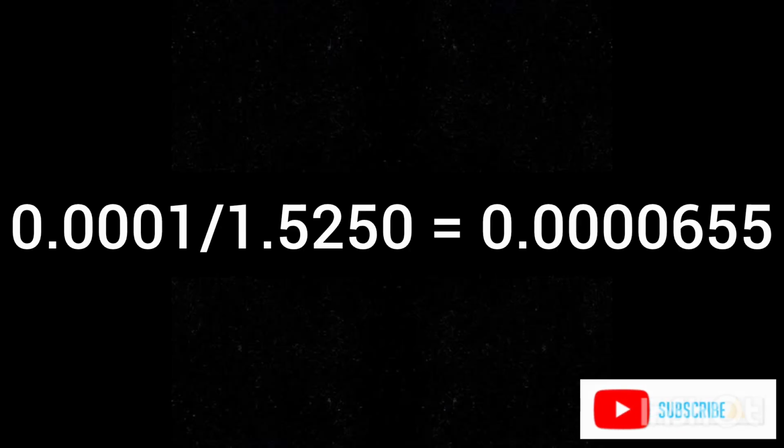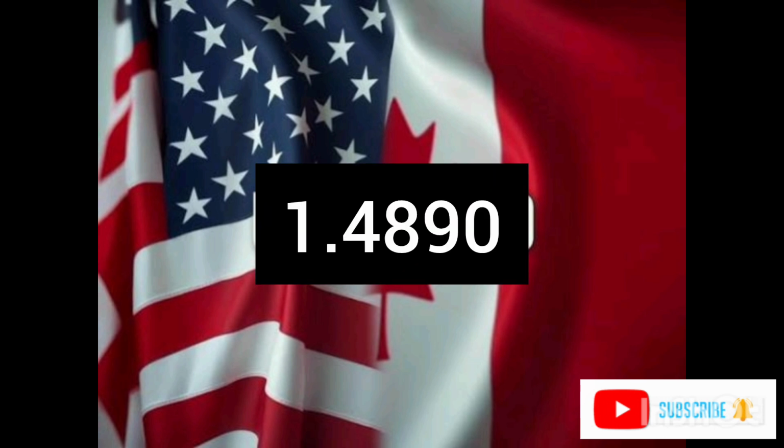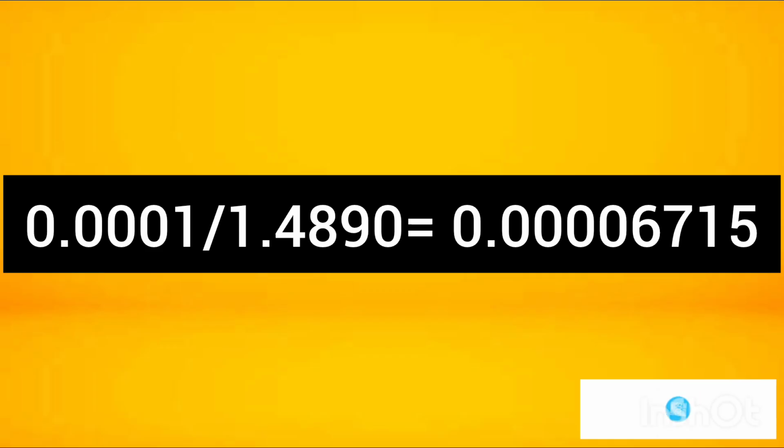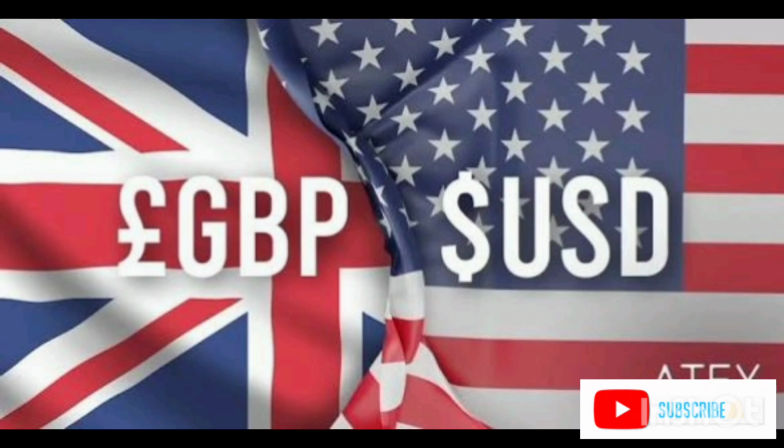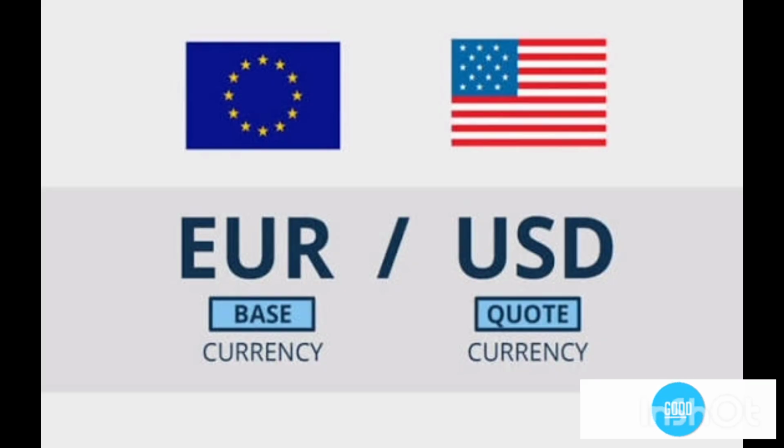So the calculation is 0.0001 divided by 1.5250, giving 0.00000655. For US dollar to Canadian dollar at 1.4890, the calculation is 0.0001 divided by 1.4890, giving 0.00006715. These results may look very big, but later when we combine them with lot sizes, they will make more sense. Now, in cases where the US dollar is not quoted first, meaning it is the quote currency, we need an extra step to convert the pip value back into dollars.